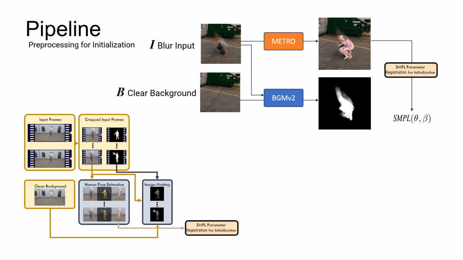First, we apply METRO directly to the blurred image, obtaining a predicted mesh. This mesh is then fit into SMPL parameters through a registration process. The second model, BGMV2, is crucial for silhouette extraction and background matting. For BGMV2 to operate effectively, it requires both the foreground, which is the blurred image, and the background as inputs.